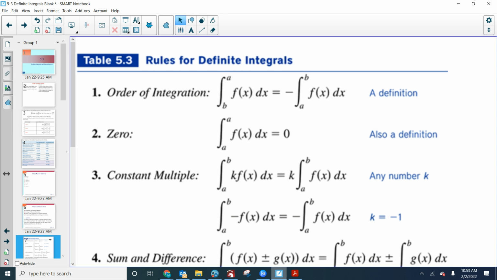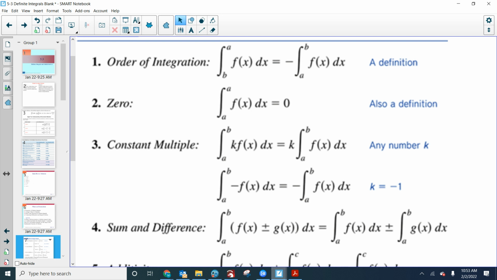So if I go backwards in integration, the math needs to account for it being the opposite value. If my integral from left to right was 4, then going right to left, it'll be -4. Does that make sense? Okay. We'll practice that later. Those are the kind of properties these talk about.